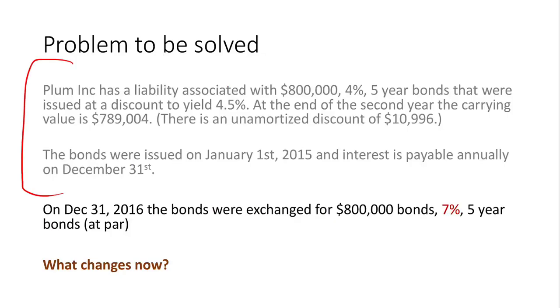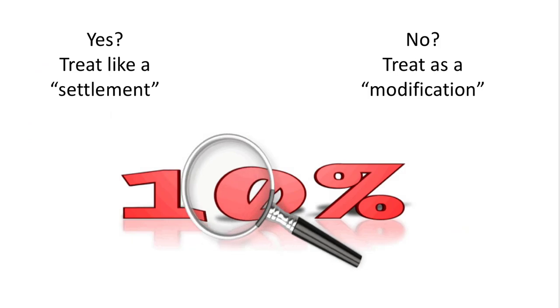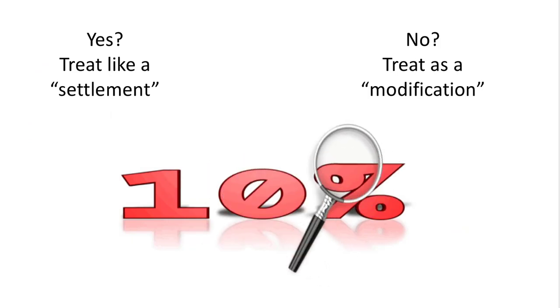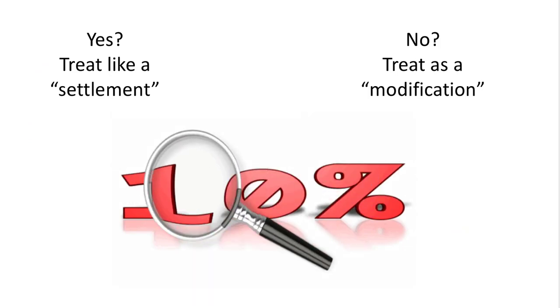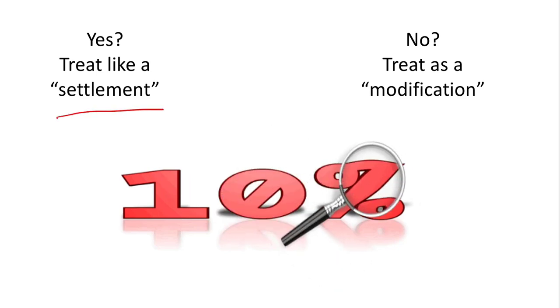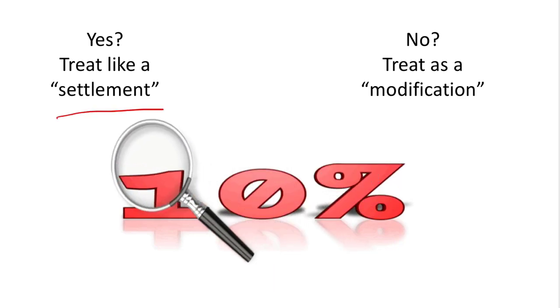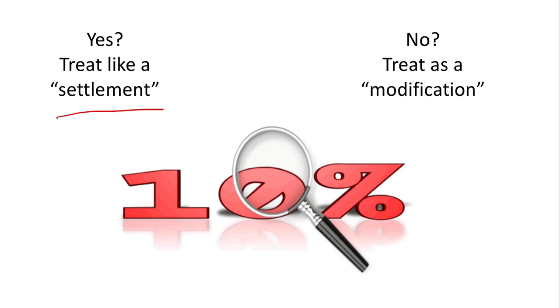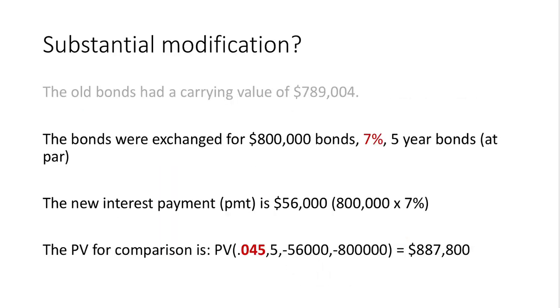Same problem. Now we're exchanging them for bonds, same amount of bonds, but at 7%. Everything else is the same. We're going to look and see if there's a 10% difference. If there is, then we're going to treat it as a settlement. That means we will record gains or losses. If not, we treat it as a modification, as we just saw.